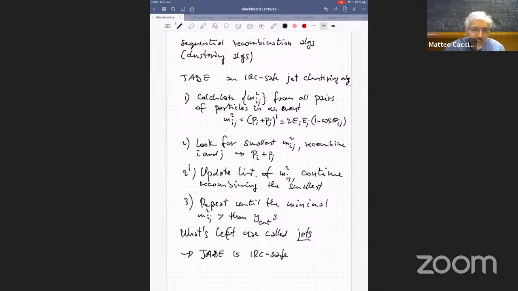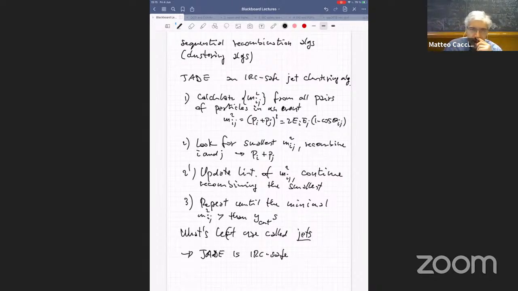Quite easy. And the advantage of these clustering algorithms is typically that it is quite easy to analyze their infrared and collinear safety because they are constructed as a step-by-step procedure.